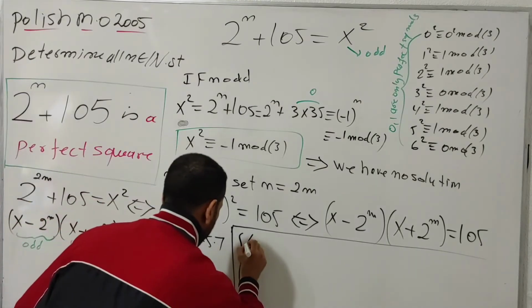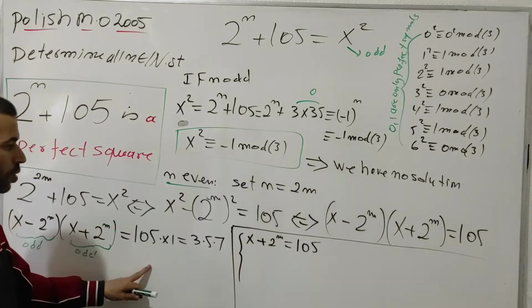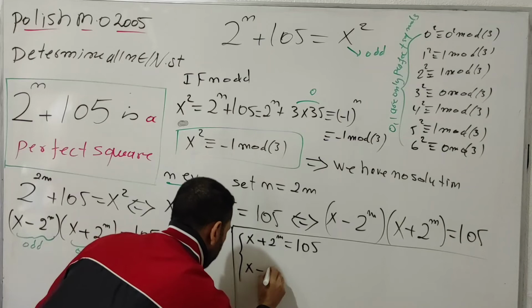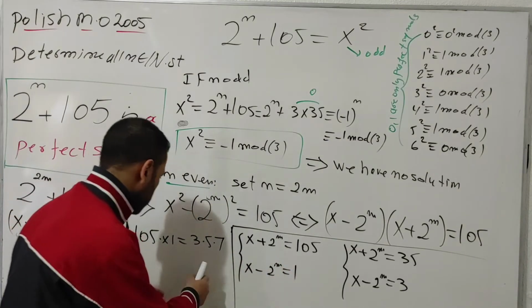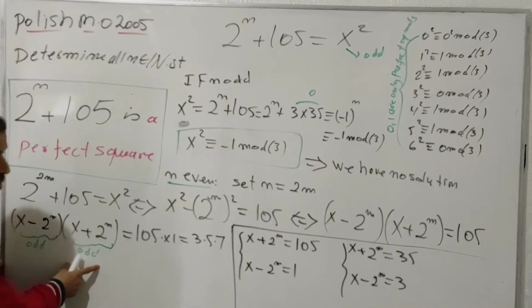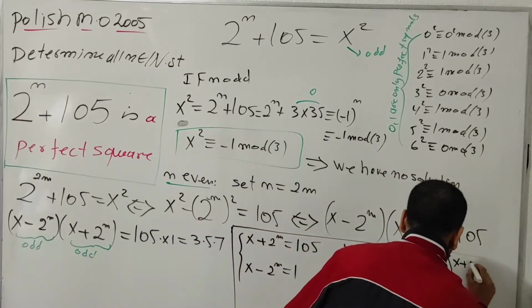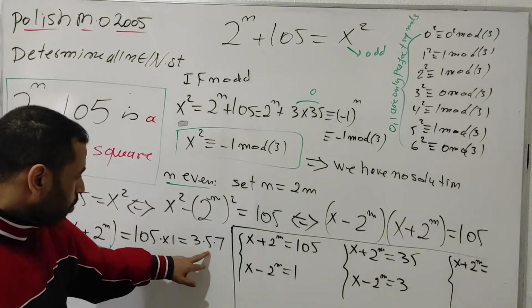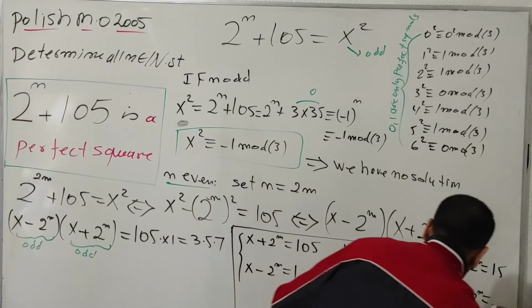The first term, the big number, x plus 2 to the m, is taking the whole thing, 105. Then the small term, x minus 2 to the m, is taking the minimum value. We're doing this because we know this number is odd, so both terms are odd. The next equation: x plus 2 to the m is taking 3 multiplied by 5, which is 15. Then the small one is taking the number 7.